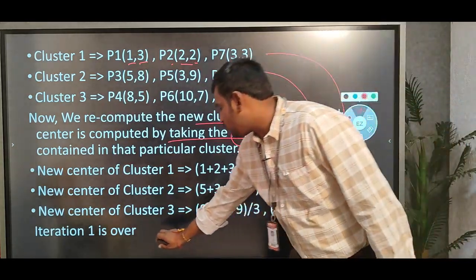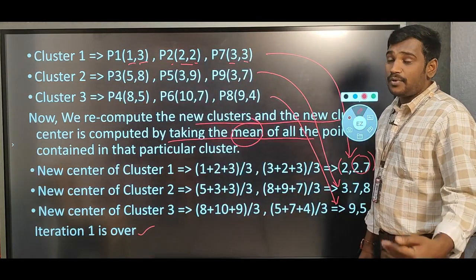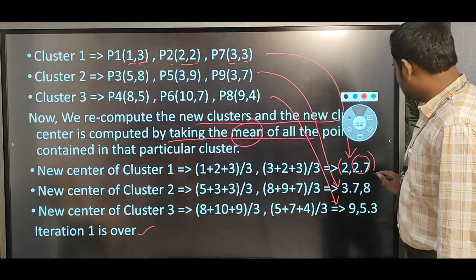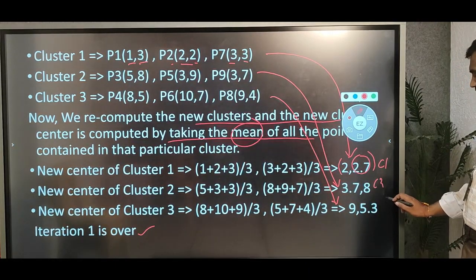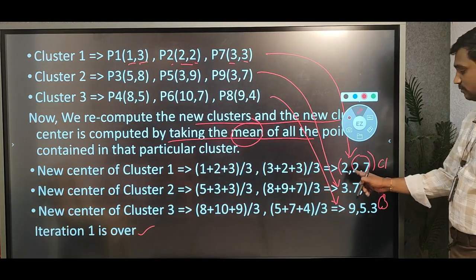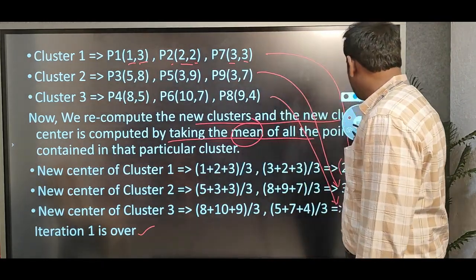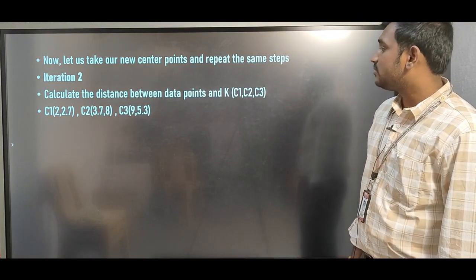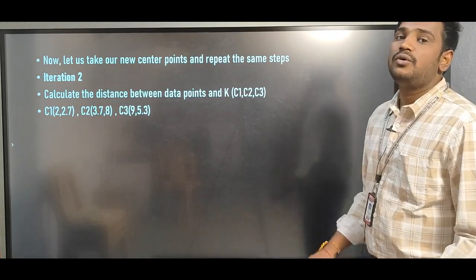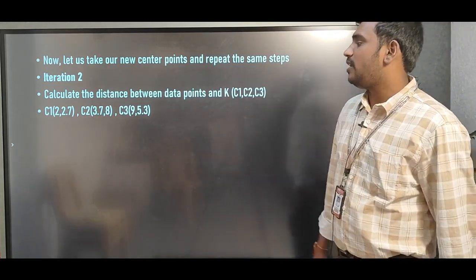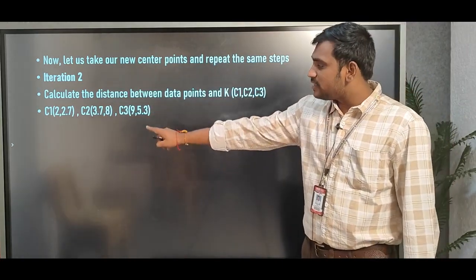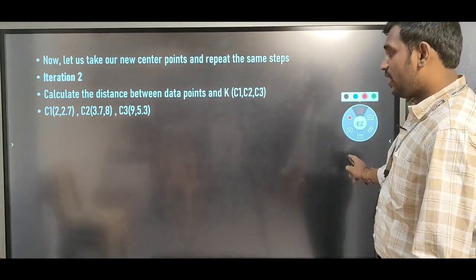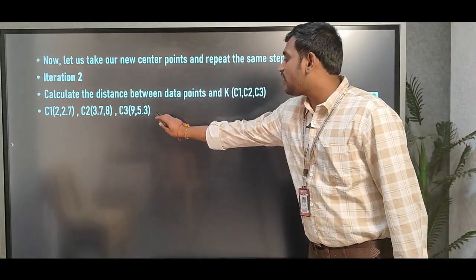Okay, now iteration 1 is over. This is an iterative process. See, now this is the new centroid C1, this is the new centroid C2 and this is the new centroid C3. Now let us take the new centroid points and repeat the same steps. You have to write the table again using the new centroid values. What are the new centroid values here? 2 comma 2.7, 3.7 comma 8, 9.5 comma 5.3. These are the new centroids.